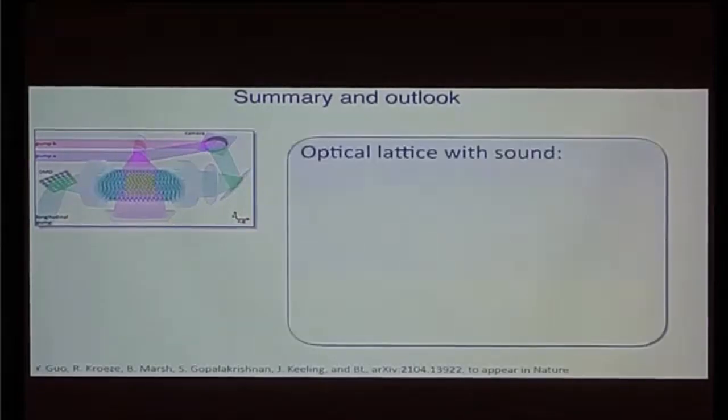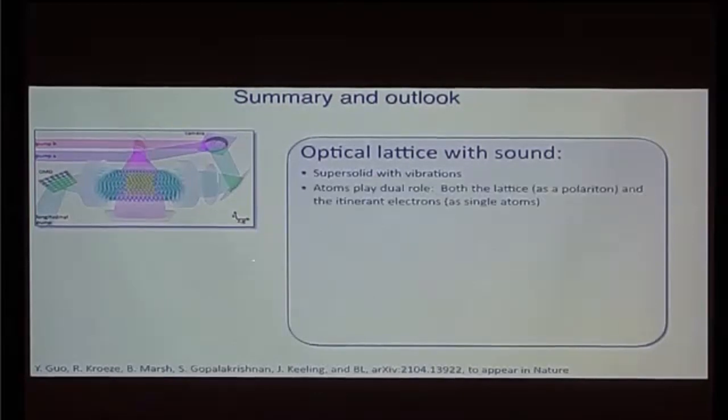All right, so let me just present you with the summary and outlook of where one could go with this. With an optical lattice of sound, we've created a supersolid with vibrations. It actually jiggles and wiggles around. That's what this orange diagram looks like. The atoms are playing a dual role here. The atoms both create the lattice as polaritons, and they serve as the itinerant electrons because they can flow through the lattice at the same time.